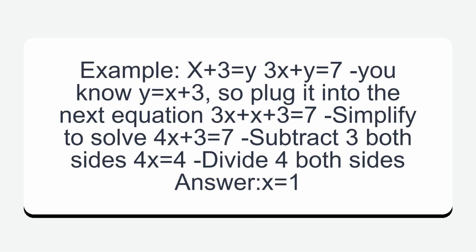Example: x plus 3 equals y, 3x plus y equals 7. You know y equals x plus 3, so plug it into the next equation. 3x plus x plus 3 equals 7. Simplify to solve: 4x plus 3 is equal to 7. Subtract 3 on both sides: 4x equals 4. Divide by 4 on both sides. Answer: x equals 1.